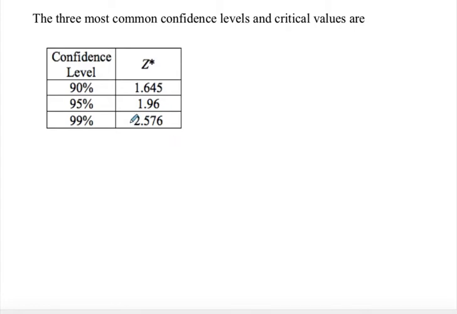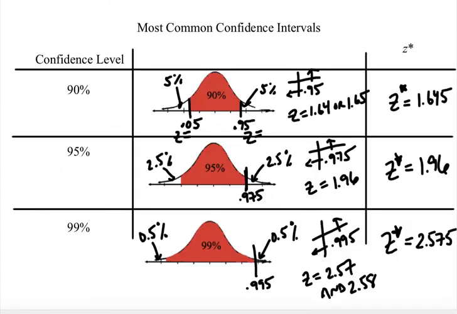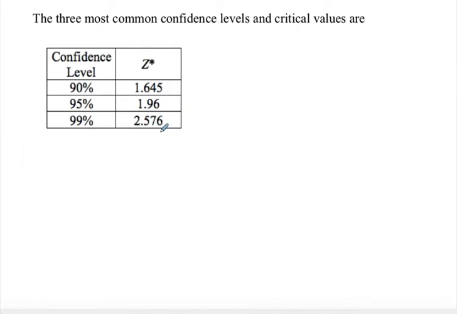What you'll notice is this one, 2.576, that's a little bit different than what we got on the last page. We had 2.575. This is the more exact one. So this is what we're going to go with.